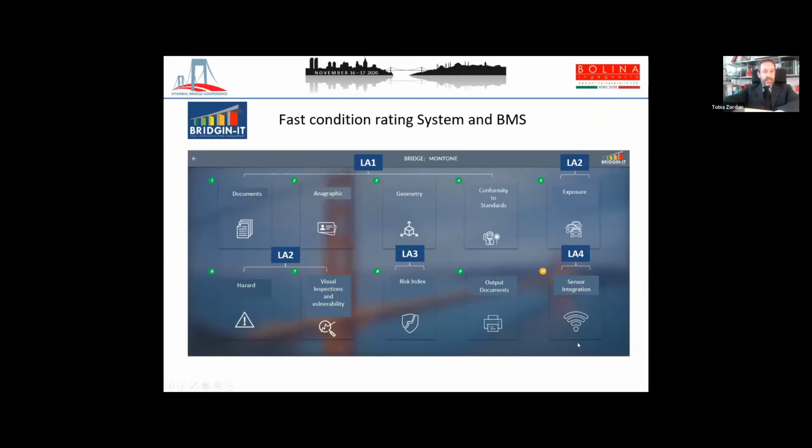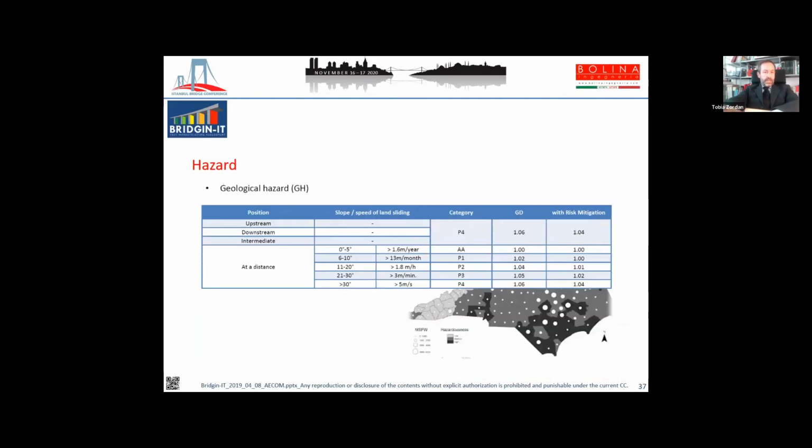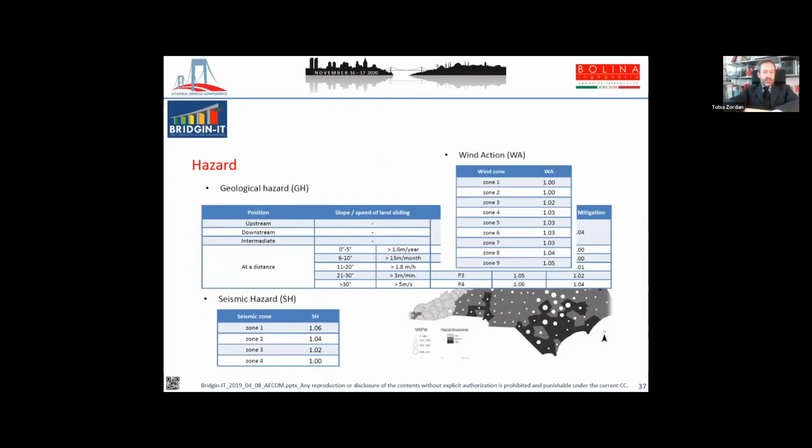and you see here the main screen of the dashboard, where we have 4 levels of activity. So level 1 is basically documental, so anagraphic, geometry, and conformity to standards. Level 2 is exposure, visual inspection, vulnerability, and hazard. Level 3 is risk index, with determination of the risk for a single bridge. And finally, the output, the documentation, and the system level 4 for integrated sensor systems. The BMS is a risk-based tool evaluating the exposure of the bridge, the level of hazard, geological or seismic hazard, or other kind of possible hazards.